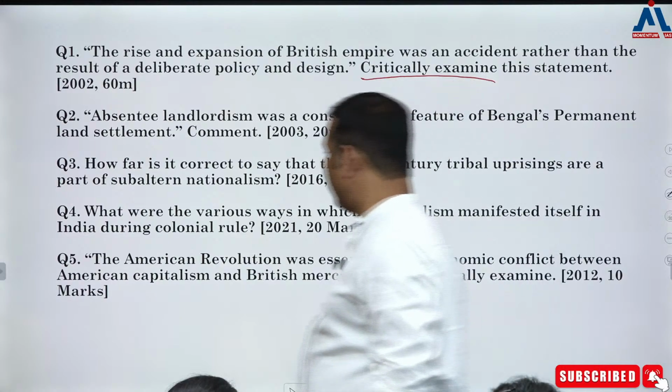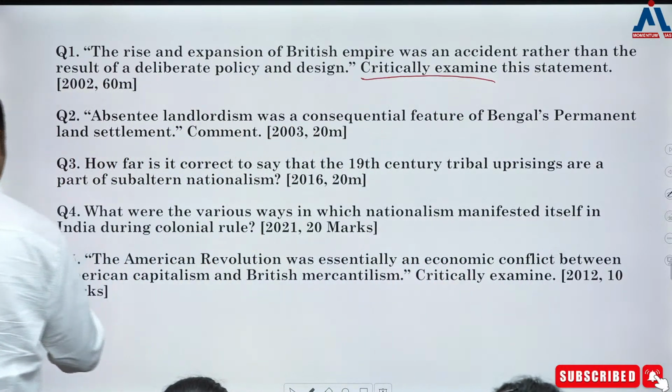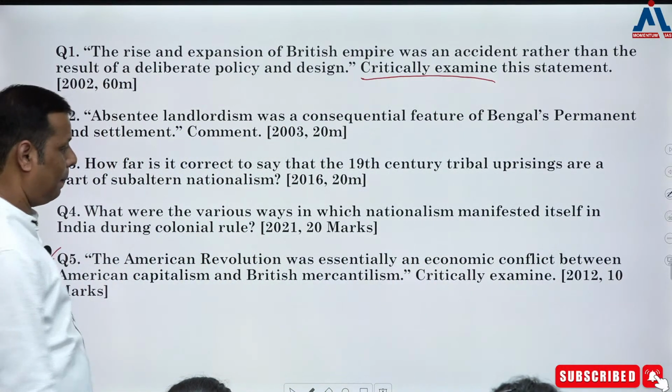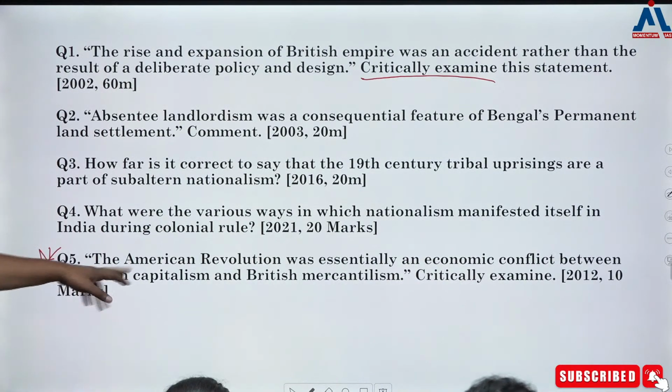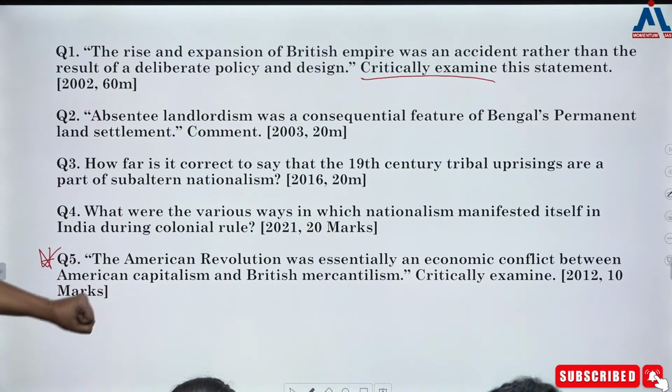And yes, one question I would like to discuss here is related to the American Revolution, right? The American Revolution was essentially an economic conflict between American capitalism and British mercantilism.